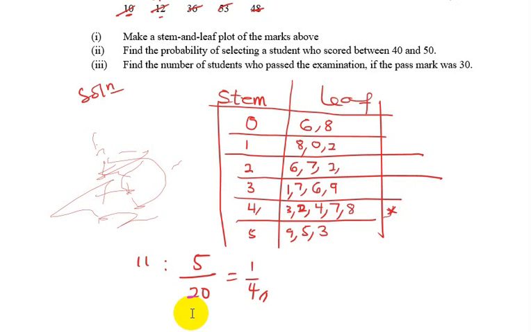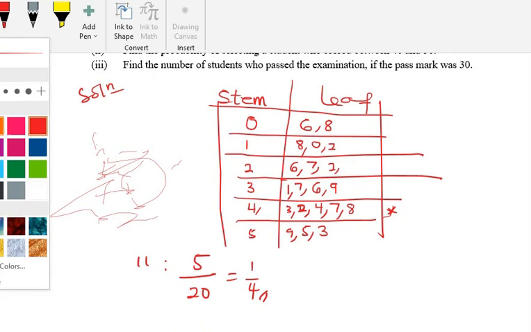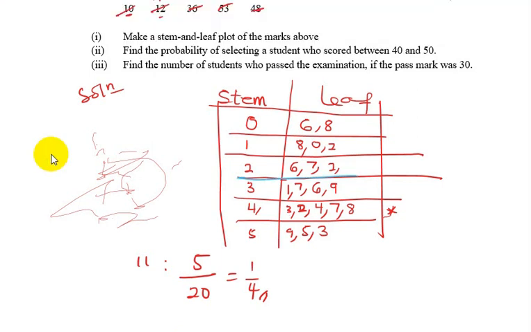If the pass mark was 30, we should find the number of students. So it will be from here. Let me change the color. Now you know what I'm talking about. So from here down here, all these students passed.